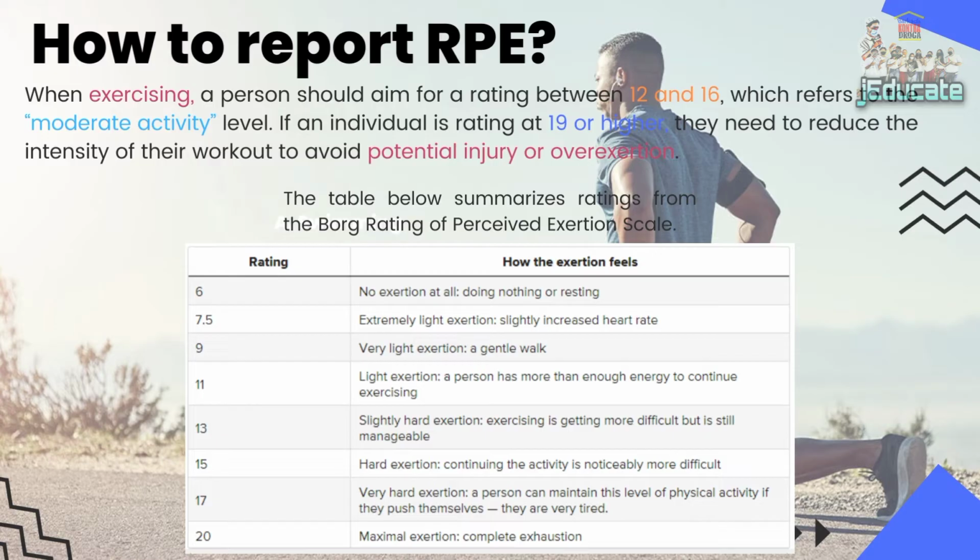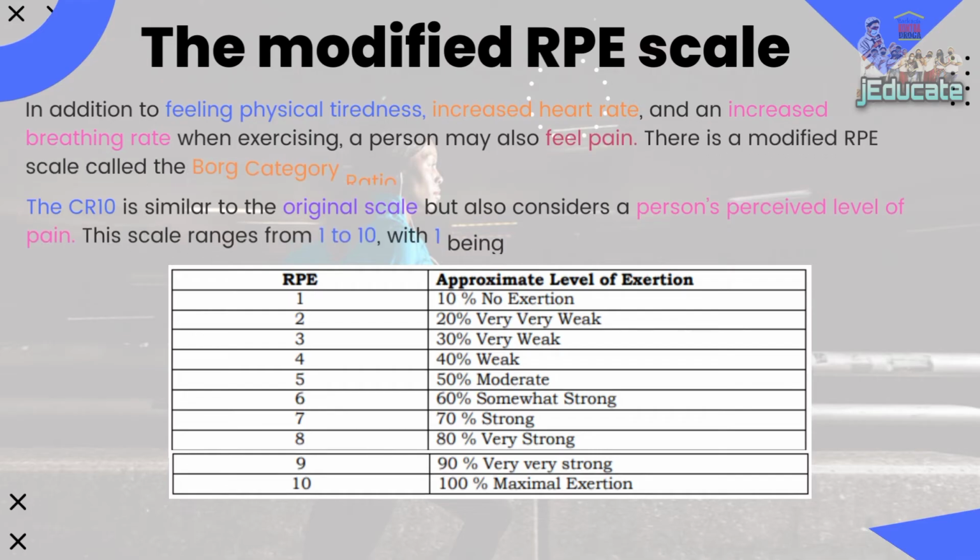13 is slightly hard exertion. Exercising is getting more difficult but is still manageable. 15. Hard exertion, continuing the activity is noticeably more difficult. 17. Very hard exertion. A person can maintain this level of physical activity if they push themselves. They are very tired. 20. Maximal exertion, complete exhaustion.